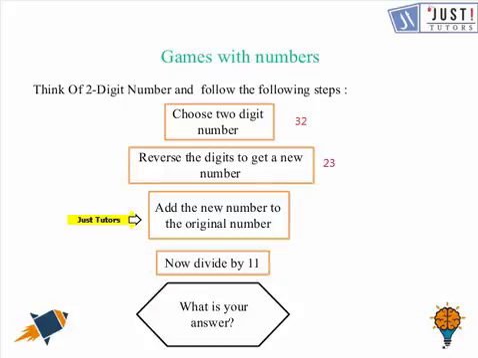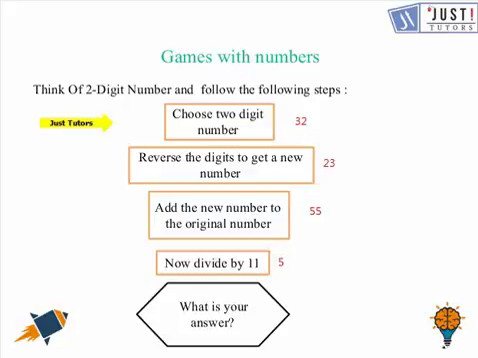Now the third step says to add the new number to the original number. So we need to add the new number and the original number, and I believe the answer for that is going to be 55. Let's move to the next step, which is divide the number by 11. So if we divide it, the answer would be 5. Do we have any remainder here? No. What do you notice about your answer? That the answer is actually the sum of the digits with which you have started, 32. 3 add 2 is equal to 5.